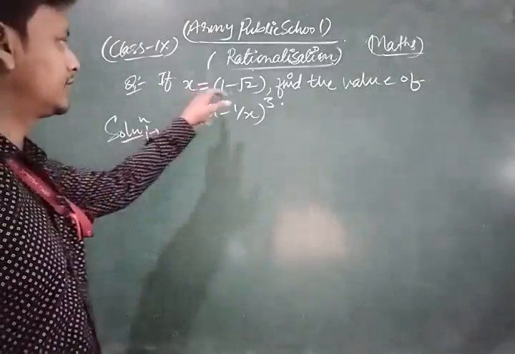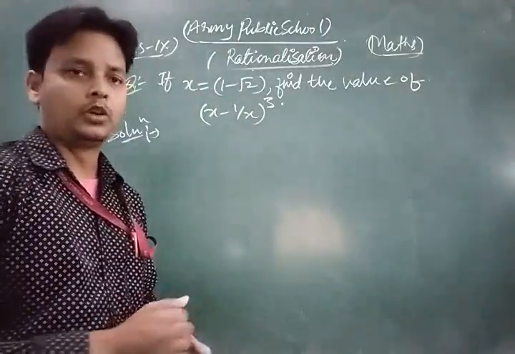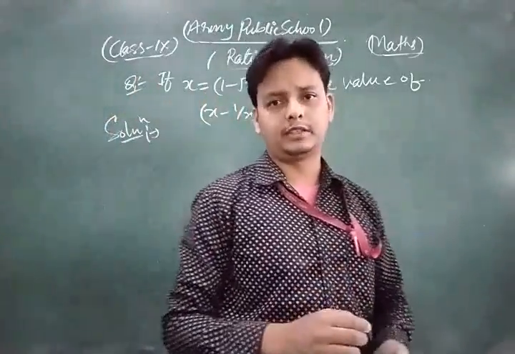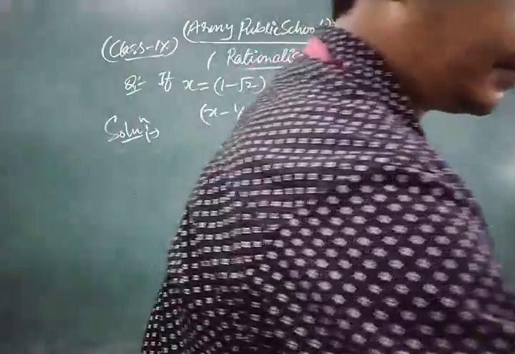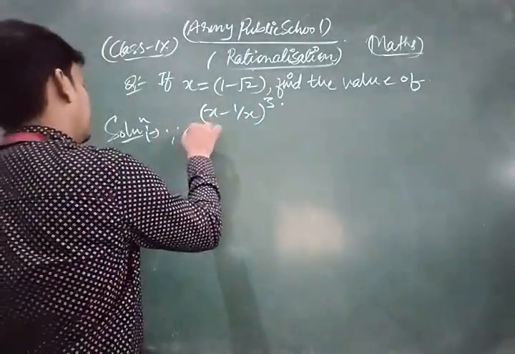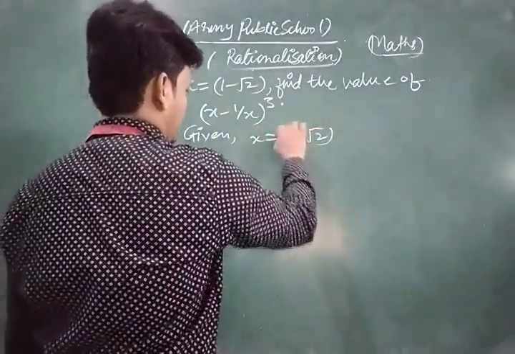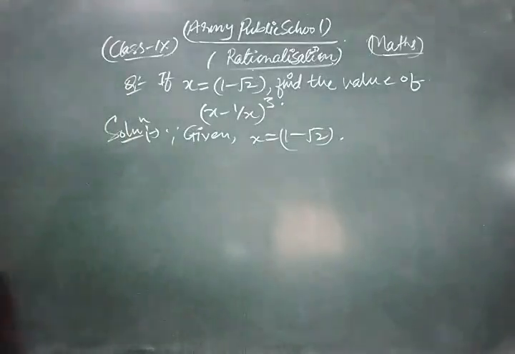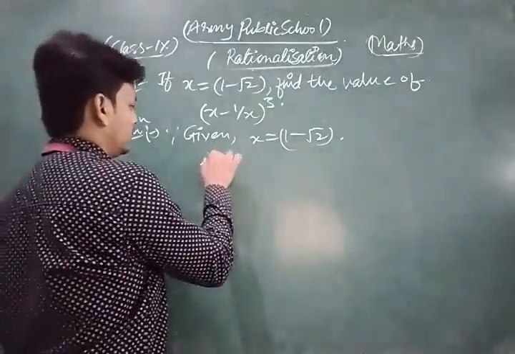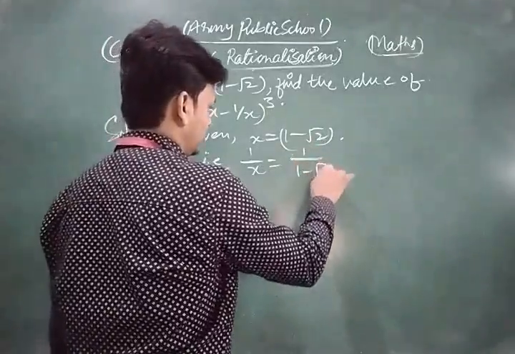So here the value of x is given and we just find the value of x minus 1 upon x whole cube. So in that type of question, first of all we find the value of 1 upon x. Look, since given x is equal to 1 minus under root 2. Now the value of 1 upon x is what? 1 upon 1 minus under root 2.